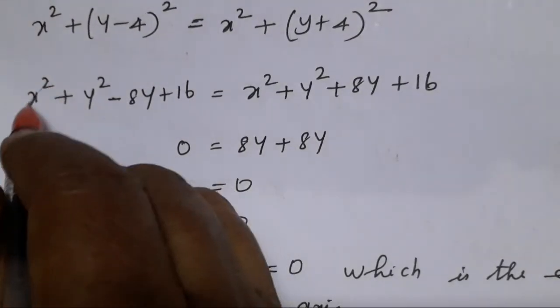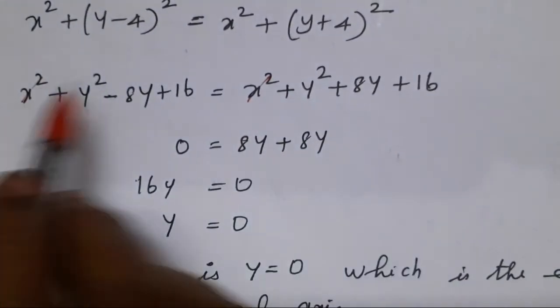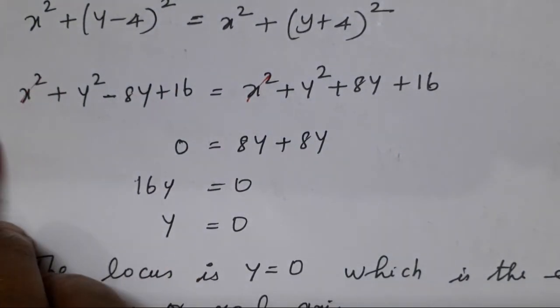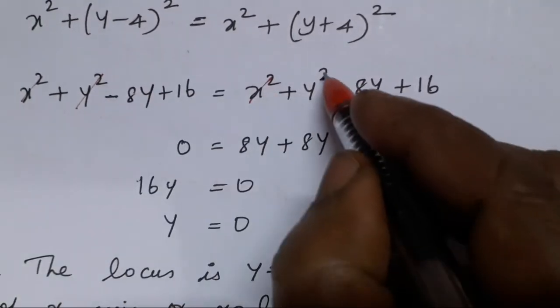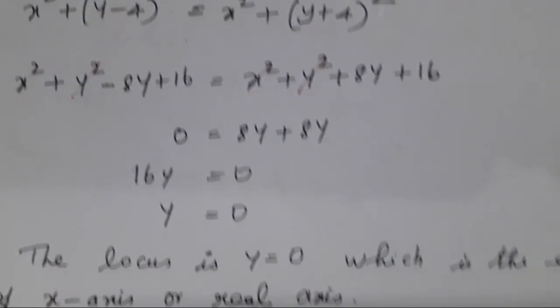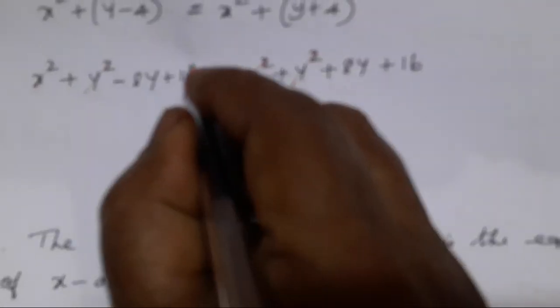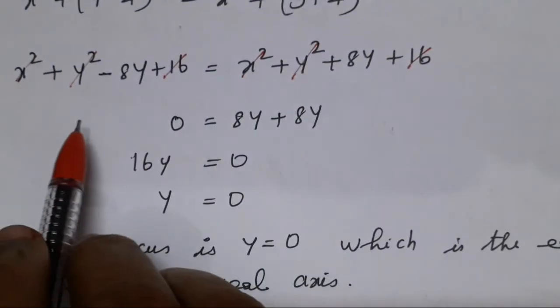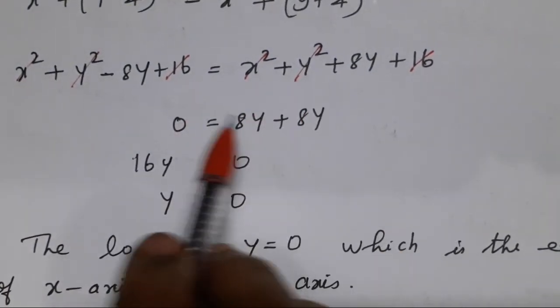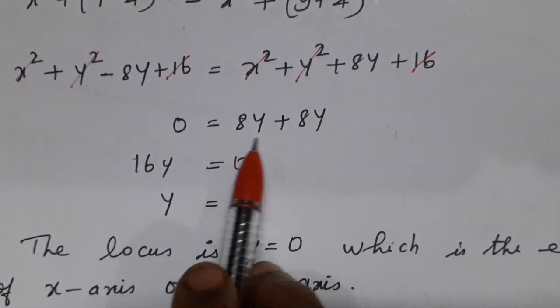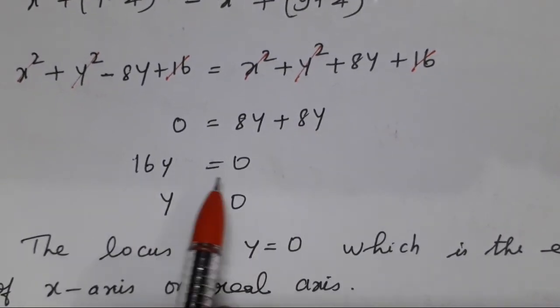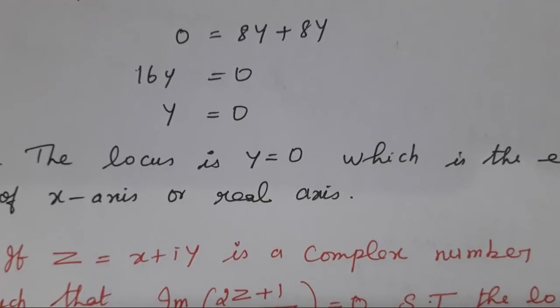See here, x square on this side and x square on that side cancel. Similarly, y square and y square, same sign, cancel. Again plus 16 here and plus 16 here cancel. Now minus 8y becomes plus 8y, so 8y plus 8y is 16y. 16y equal to 0, that is y equal to 0.